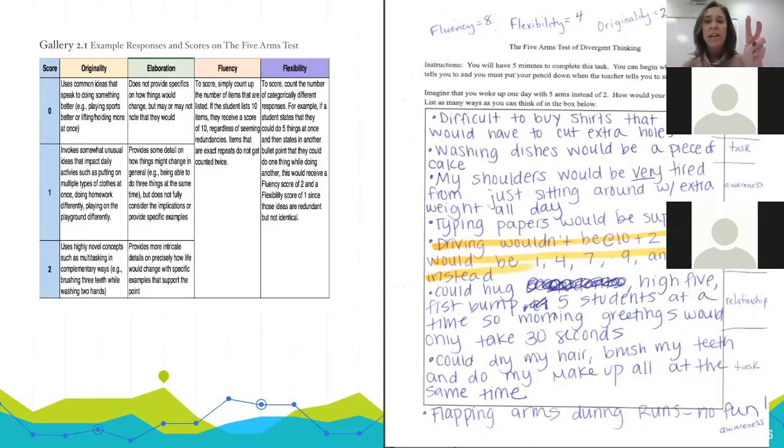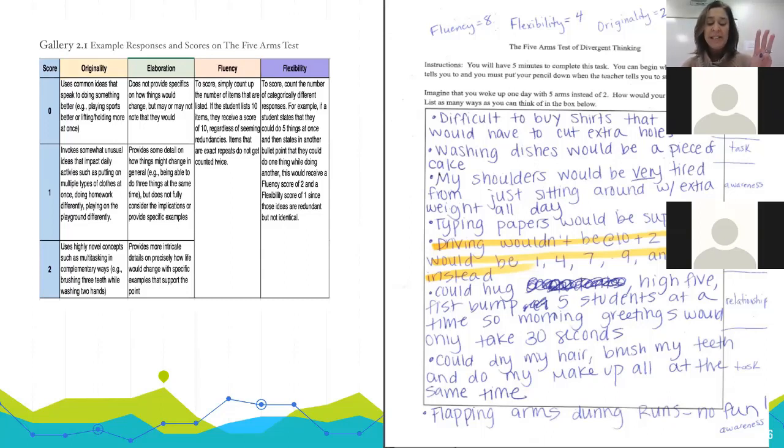I want you to notice we already have 2 categories with only 2 responses, whereas the previous child had 4 listed things and all 4 were the same flexibility. So we already have 2 here. The third one says, my shoulders would be very tired from just sitting around with all the extra weight. That's very different than adaptation. It's not a task. It's an awareness. So there's a third category. And so right now this student is already at 3 in the flexibility scale. So let's move down. Typing papers would be super fast. That's a task. It's not a newly introduced flexibility category, so we're still only at 3.